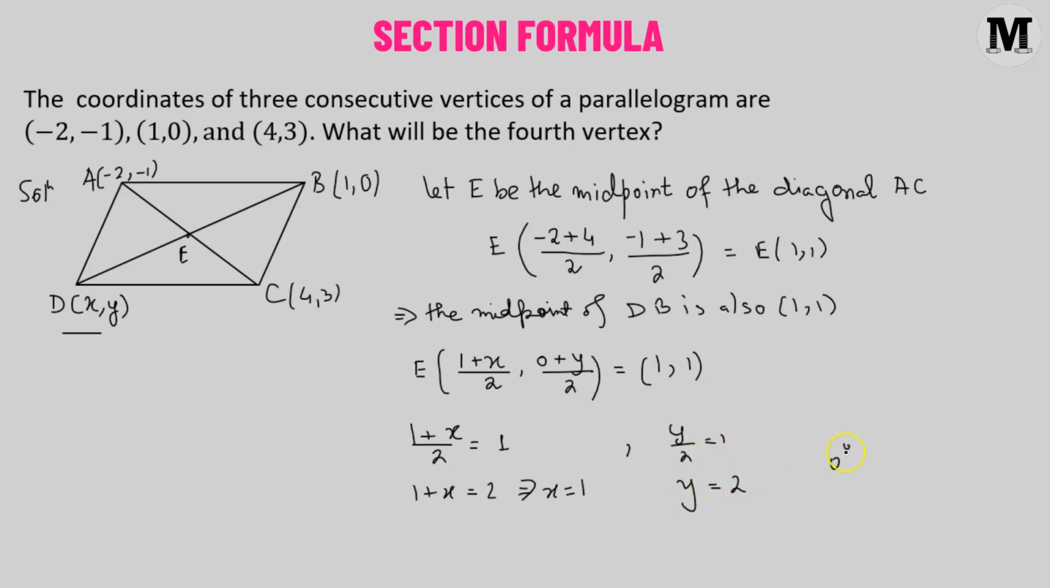Therefore, the coordinates of the fourth vertex, given by x, y, that's the coordinates of point D, come out to be 1, 2. So this is going to be the coordinates of the fourth vertex of the parallelogram.